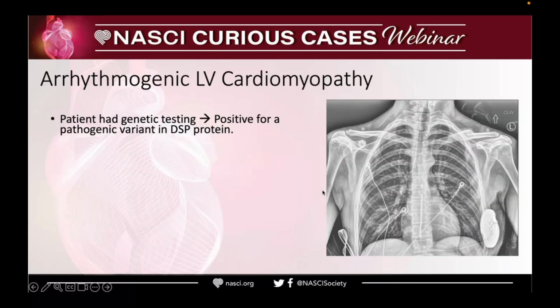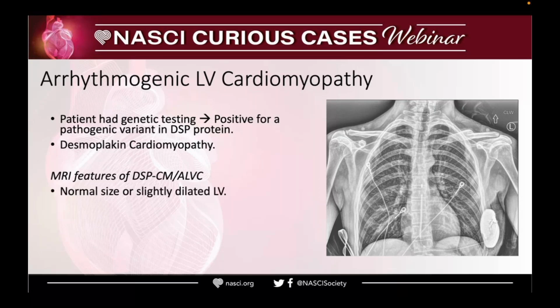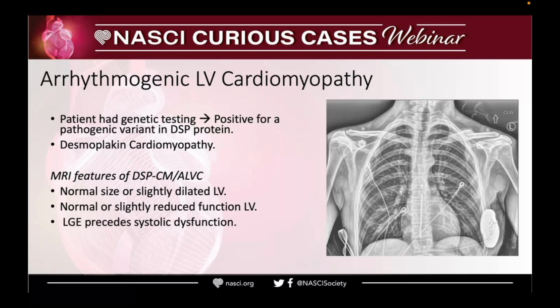So this patient was taken to genetic testing. It was positive for a desmoplakin mutation, which is a type of arrhythmogenic left ventricular cardiomyopathy. And usually they have normal size to slightly dilated left ventricle, normal to slightly reduced LV function. Usually they have a preserved LV function till later. But the enhancement pattern usually comes before the systolic dysfunction in those patients.